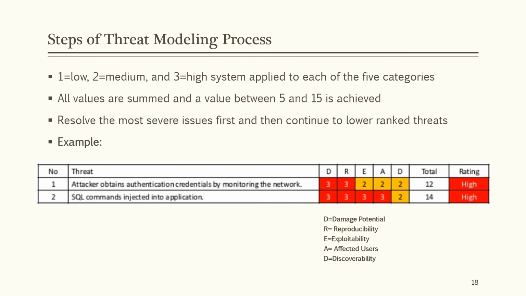In the table, you can see an example of ranking of threats. For example, the threat is attacker obtains authentication credentials by monitoring the network. For this, damage potential is 3, reproducibility is 3, exploitability is 2, affected users 2, and discoverability is ranked 2. Total is 12 and the overall ranking of the threat is high. Similarly, you can see another example of another threat.